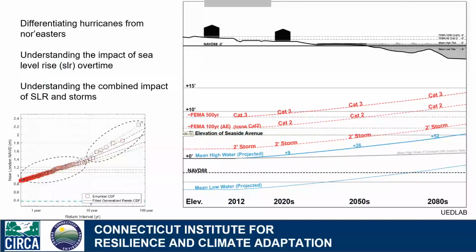Joe mentioned the importance of differentiating between hurricanes and chronic storm events, or nuisance storms. This is a critical consideration, given that it's difficult to invest in adaptation solutions for hurricanes, and that the more nuisance storms or common storms may have a bigger impact over the near term, although that depends on the hurricane events. And then also understanding the impact of sea level rise over time has come up as an issue, as well as understanding the combined impact of sea level rise and storm events.